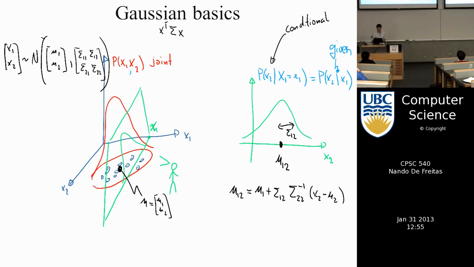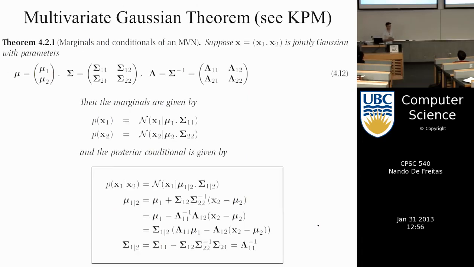Where that x2 is that tilde x2 that we're conditioning on. Okay, so that formula exists. Moreover, there is also a formula that says that sigma 1|2 is equal to sigma 1,1 minus sigma 1,2 times sigma 2,2 inverse times sigma 2,1. That essentially is what this theorem is saying from Kevin's book.